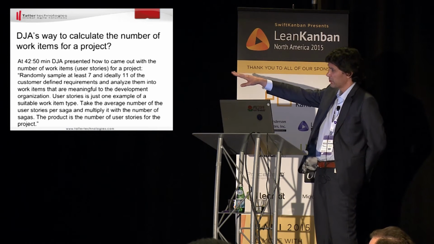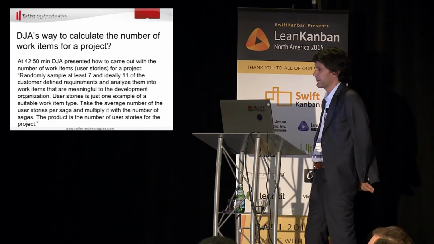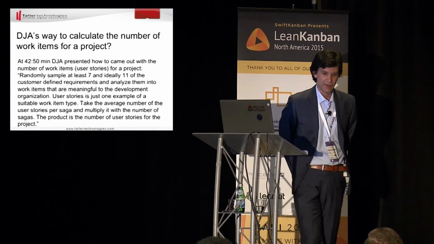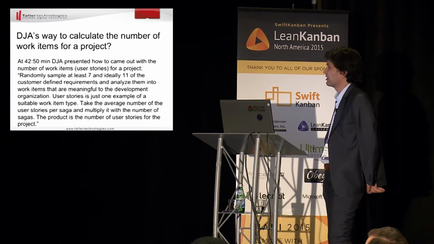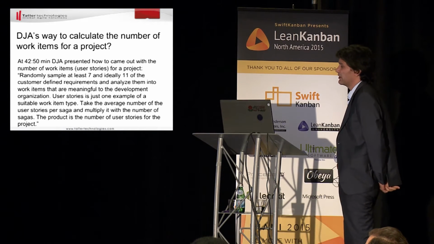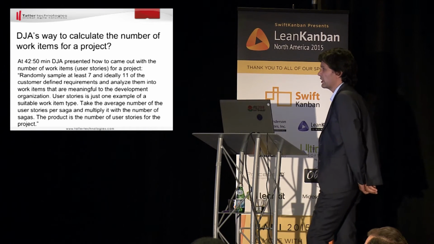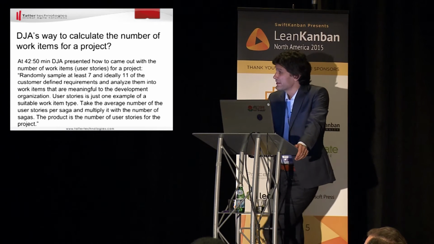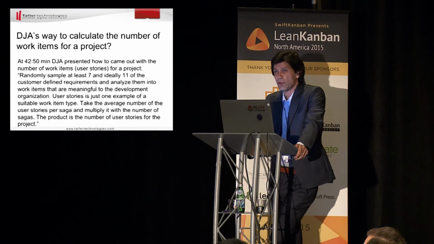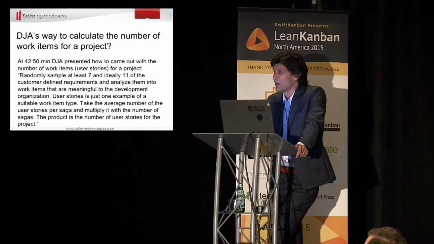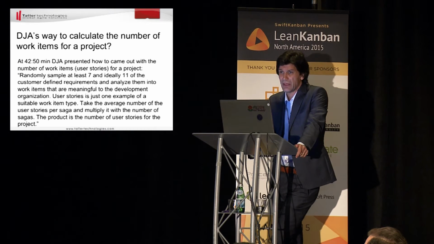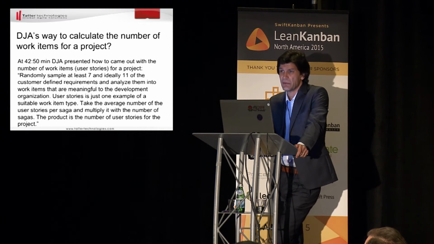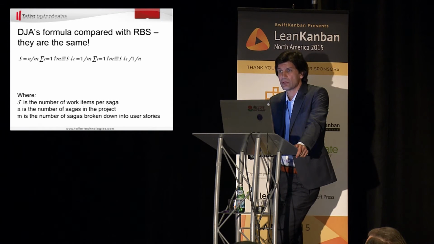So the algorithm, I just put it again as a document, but it is exactly the same. He samples at random 7 epics, 7 or 11, and then we analyze them into work items and then average out the result. And that's his formula, following the algorithm. And actually, the formula is the same formula that we just used for estimating the number of user stories in a project using RBS.